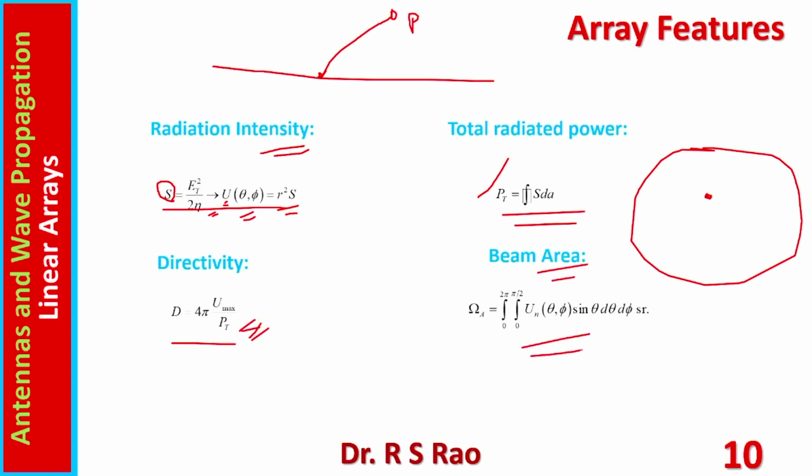This is the expression for beam area. Of course, another expression is 4 pi by d, and this way also one can get omega A. So the point is, before going further, all quantities of interest pertaining to arrays can be obtained by following the procedures that we followed in the case of single individual antennas like dipoles and monopoles.